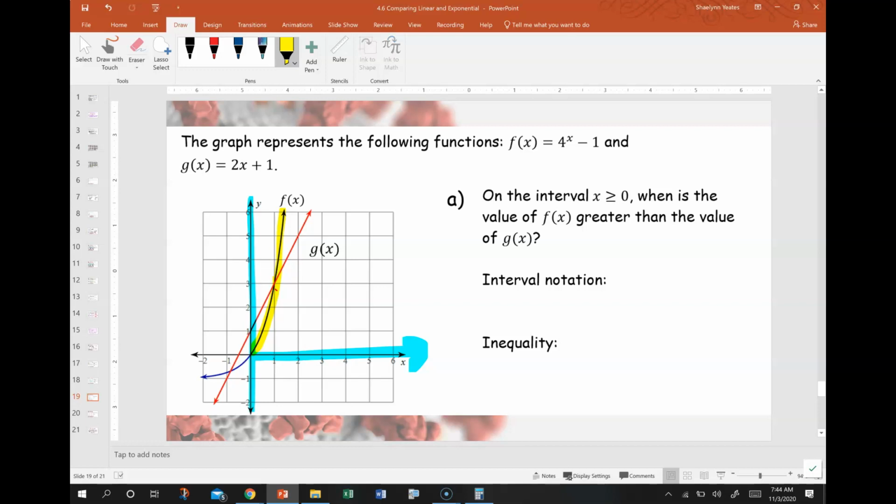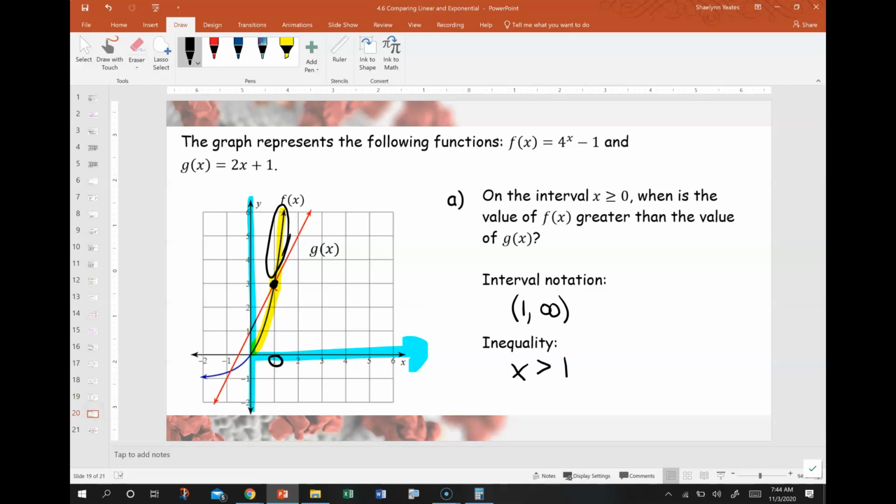So you might notice right here is an intercept where the blue line surpasses the red line. So my interval notation is going to be from 1, everything after that, so 1 to infinity, because we're talking about the x value, that's 1. The inequality is x is greater than 1.